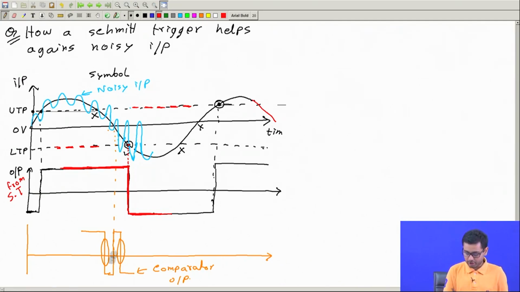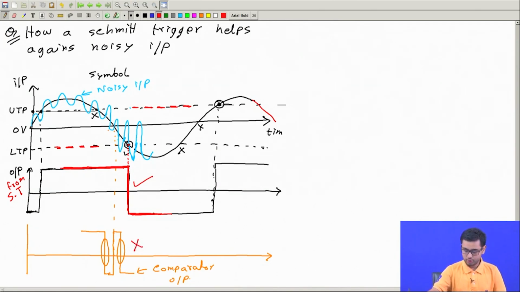But if we use a normal comparator, we are getting 2 edges here, or we may get more edges depending on the noise. But the Schmitt trigger is ensuring there is only 1 edge here. So that's how the Schmitt trigger helps in proper counting in a frequency meter. Okay, so this is fine, this is not fine.